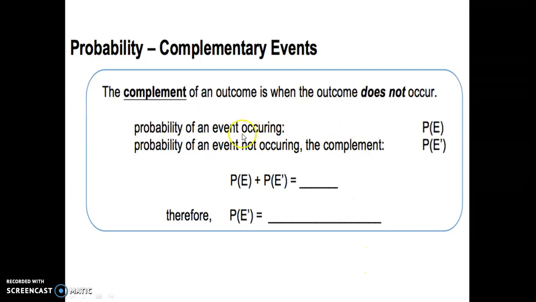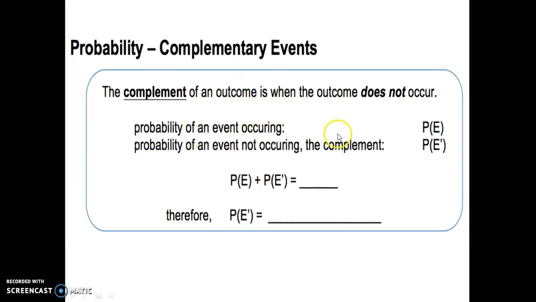Just recap what a complementary event is, again with the letter E, something that works well with something else. So the complement of an outcome is when the outcome does not occur. Well, the definition of the word complement was things that go well together. Why would something happening and that same thing not happening go well together? Well, the reason is when you put them together, they make up a probability of 1.